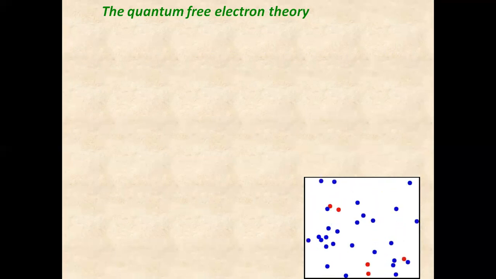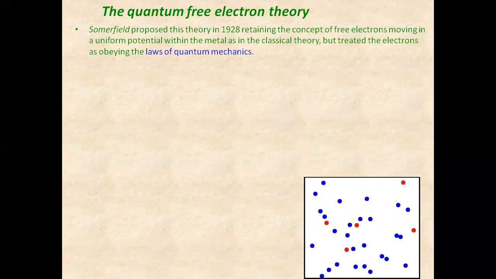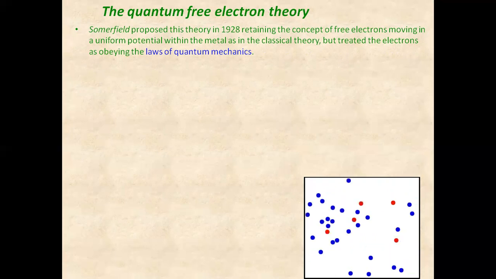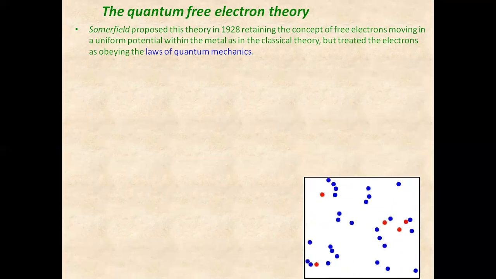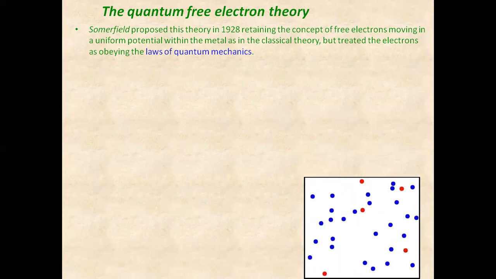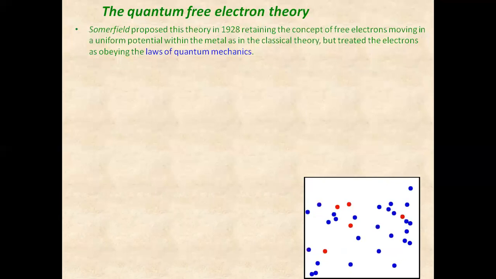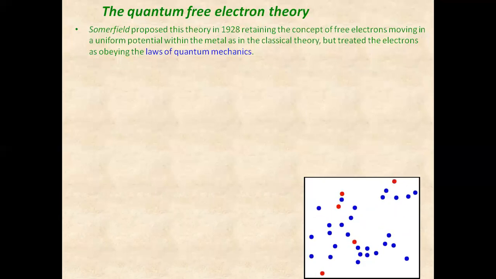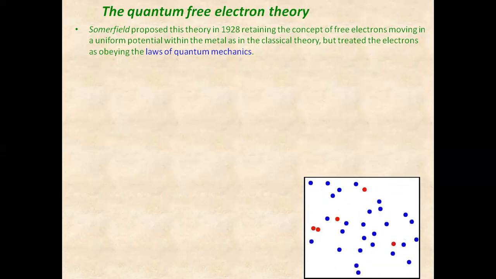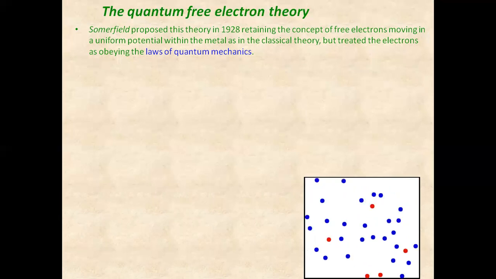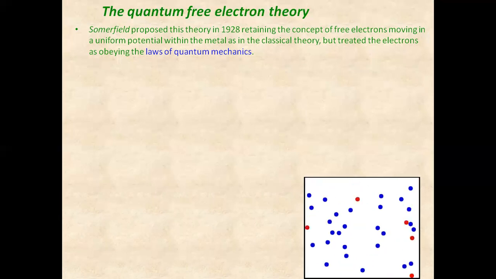Why? Because this quantum free electron theory, which was proposed by Sommerfeld in 1928, retained the concept of free electrons moving in a uniform potential within the metal as in the classical theory, but treated the electrons as obeying the laws of quantum mechanics.